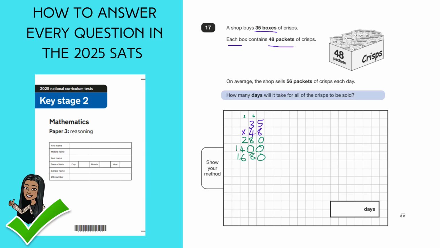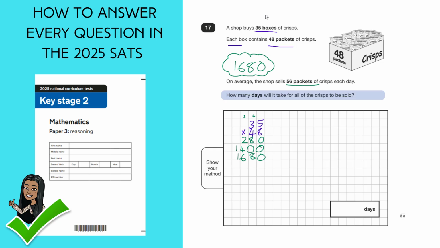So once we have figured out how many packets there are altogether, I might just write it down. 1,680 packets altogether, and 56 packets of crisps are sold each day. How many days will it take for all the crisps to be sold? So it says on average, that means obviously some days are more, some days are less, but we are able to use that as a division. So we need to figure out how many lots of 56 fit into 1680.